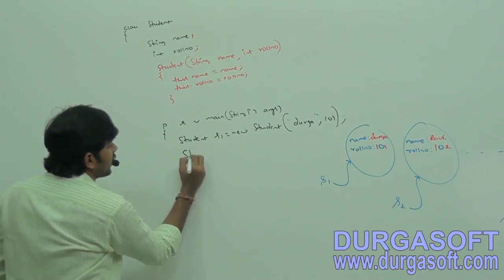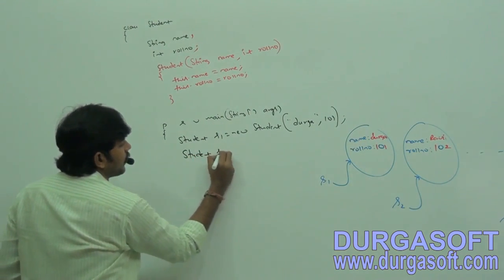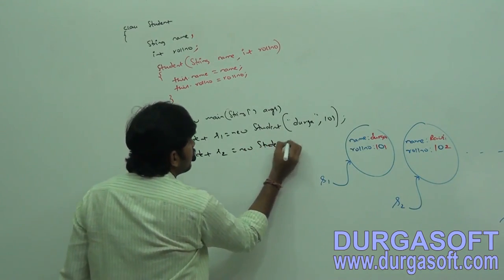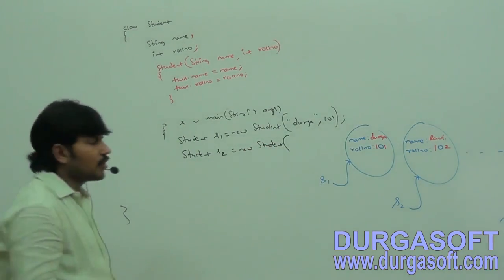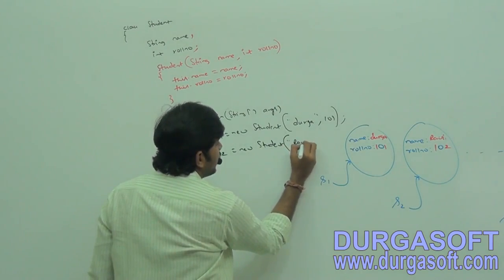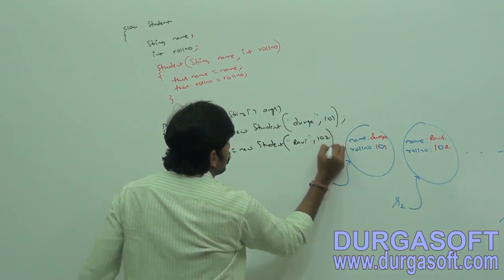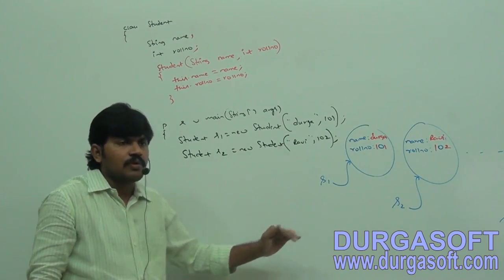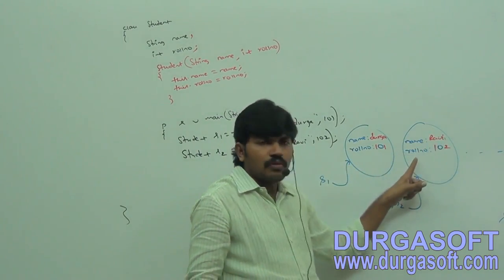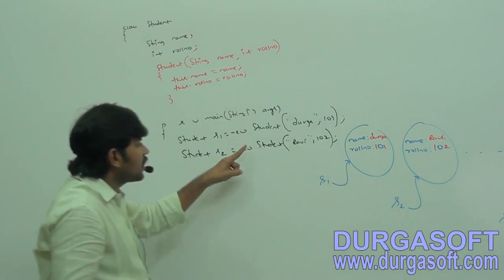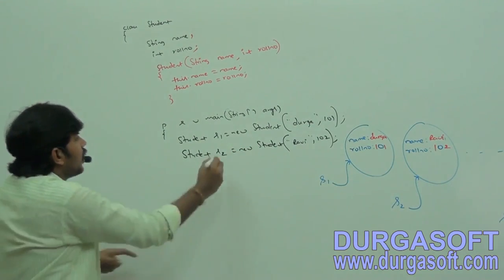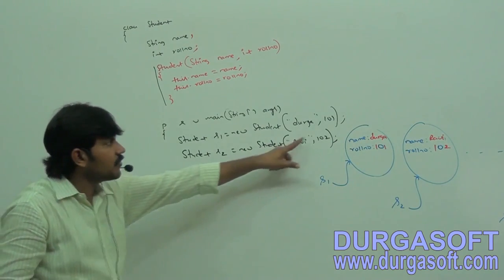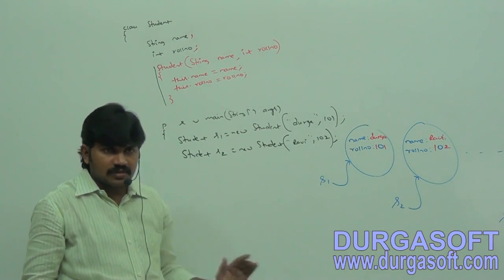Now let me take another student object. Student s2 = new Student("Ravi", 102). Now name is Ravi, roll number is 102, because whenever we are creating an object, this constructor will execute automatically. Are you getting it? These values will be assigned to the current object.